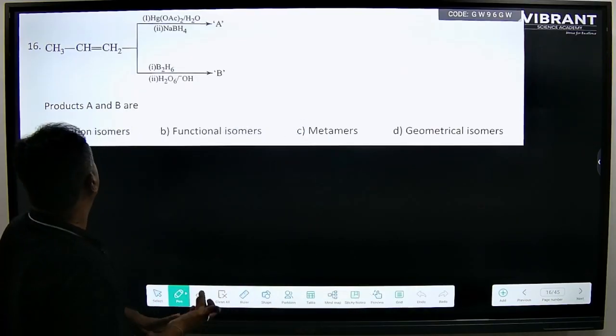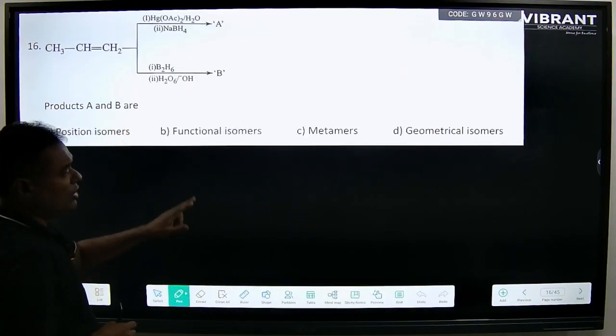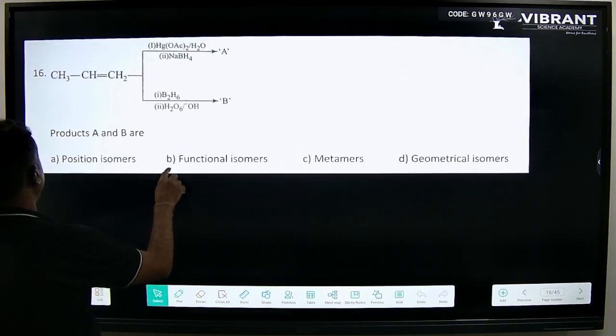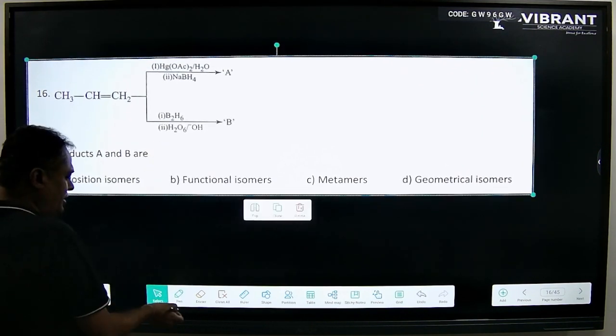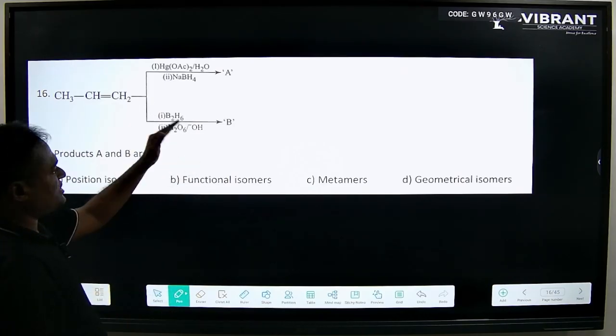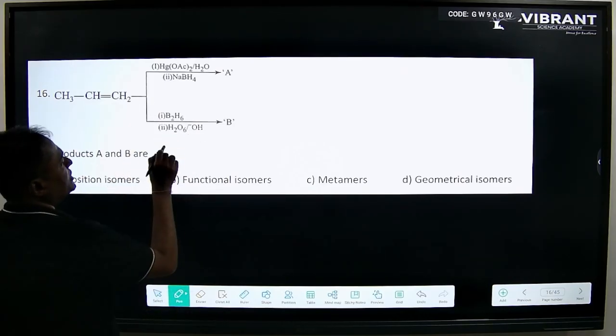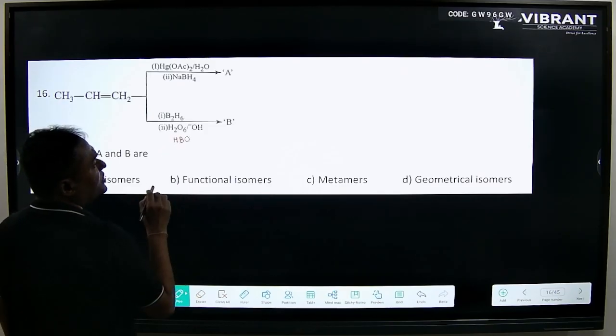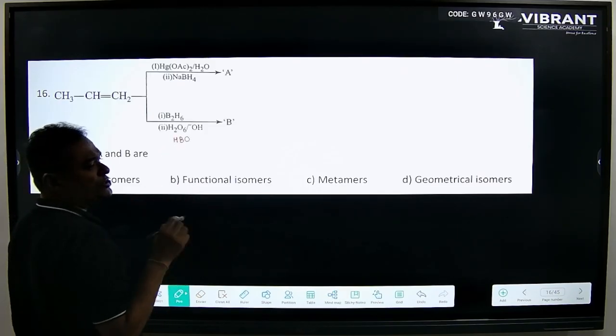Now, okay, this is again one of the very simple questions, child. Let's see properly what it is. Now, I will put it over here only. Now, the second reaction, what you can see, first I will talk on that. It is nothing but your HBO reaction. Is it clear? Now, in HBO reaction, what is the shortcut given to you, child?